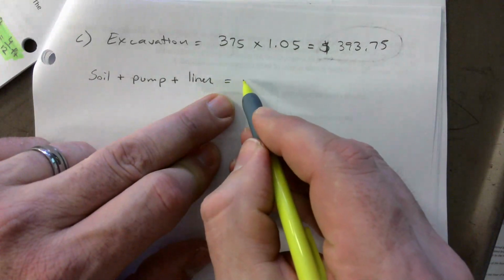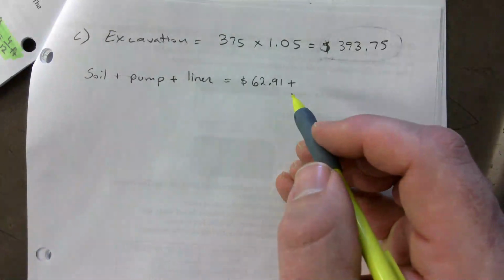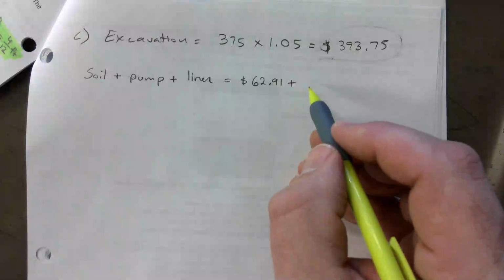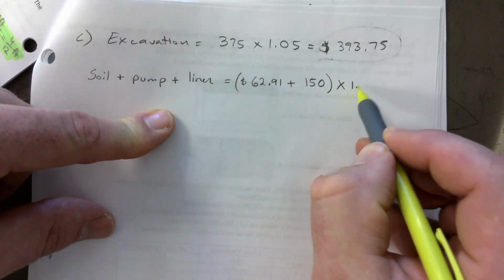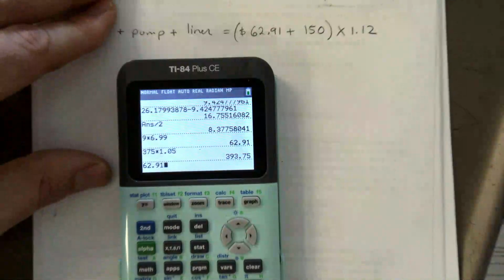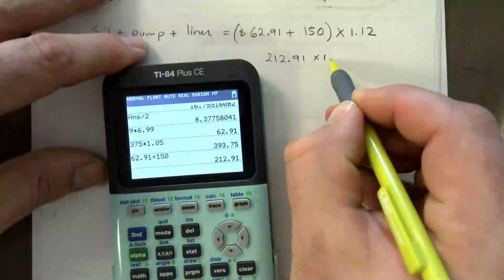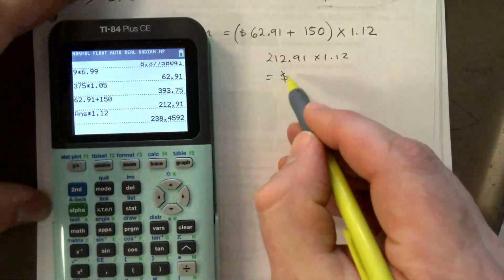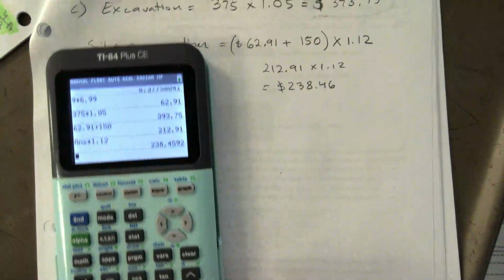So let's go figure that out. The soil we determined is 62.91. What about the pump and the liner? If you go back under those bullets, it does tell us that the liner and the water pump are just 150 together. So it's just that. So we're going to add these two together and multiply this by 1.12 because it's 12% tax. So 62.91 plus 150 is 212.91. That's before taxes. So here we have it, 238.46. I'm not going to circle it yet because we're not done.